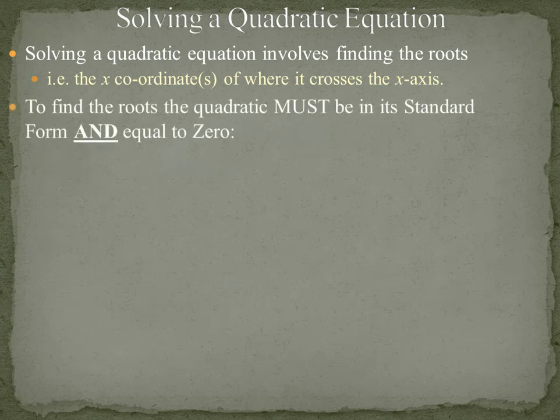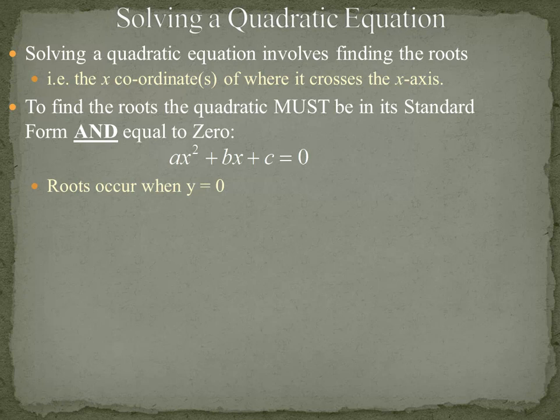To find the roots, the quadratic must be in its standard form and equal to 0. That means it's ax squared plus bx plus c equals 0. Roots occur when y equals 0, so that's why it must be y equals 0. And I've said before, to use an equation to solve, you always rearrange it in that form, and the solution in that form will answer whatever question you asked first. We'll cover more of that with some of the examples.